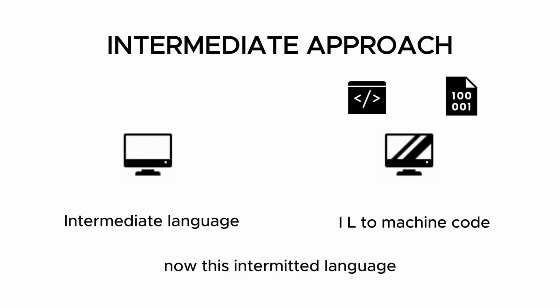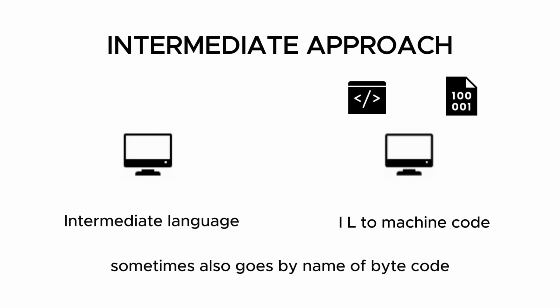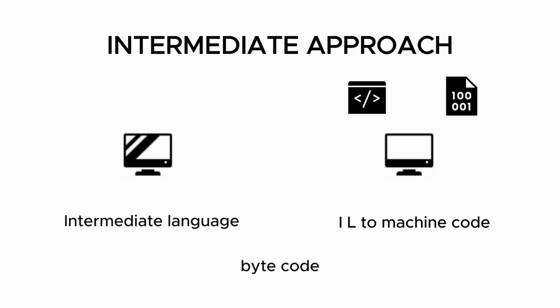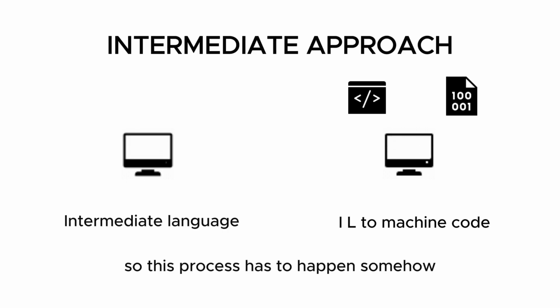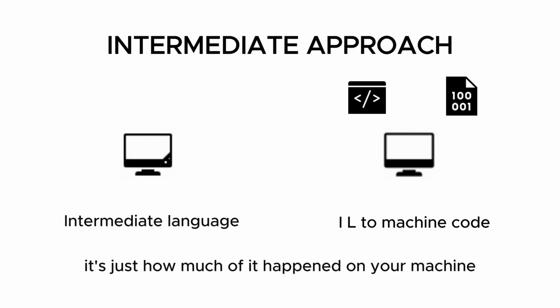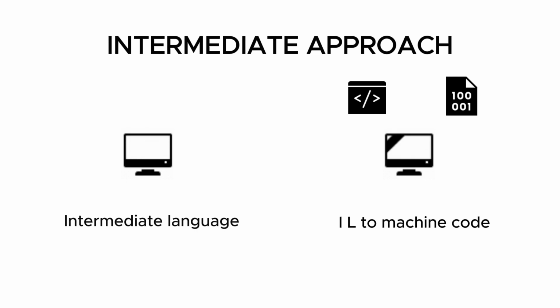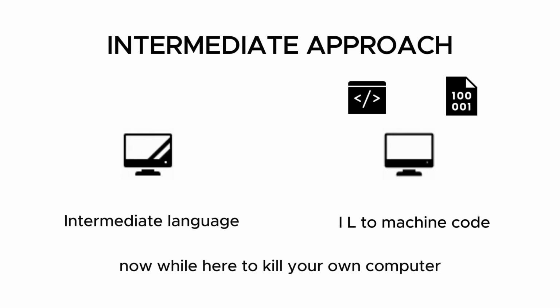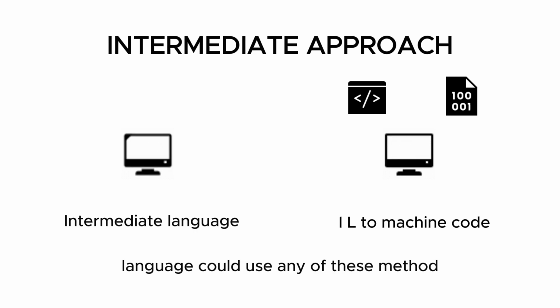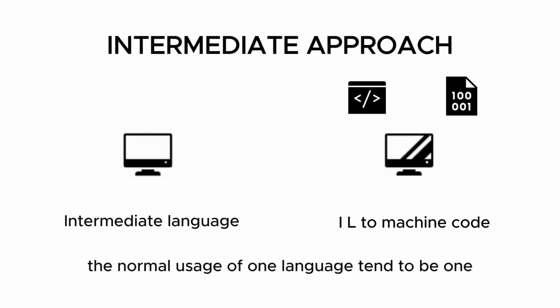Now this intermediate language sometimes also goes by the name of bytecode. So this process has to happen somehow. It's just how much of it happens on your machine and how much of it happens on mine. Now, while theoretically all computer languages could use any of these methods, the normal usage of one language tends to be one.